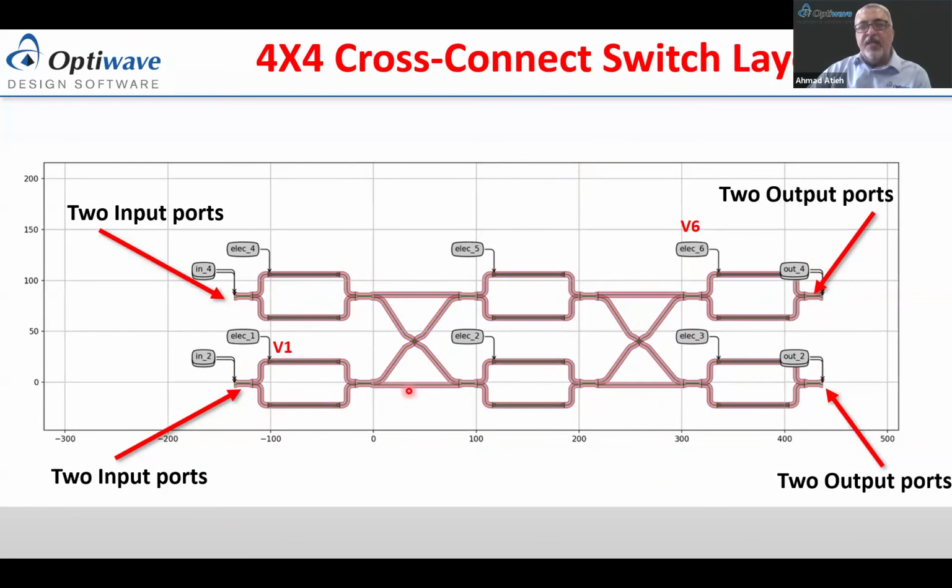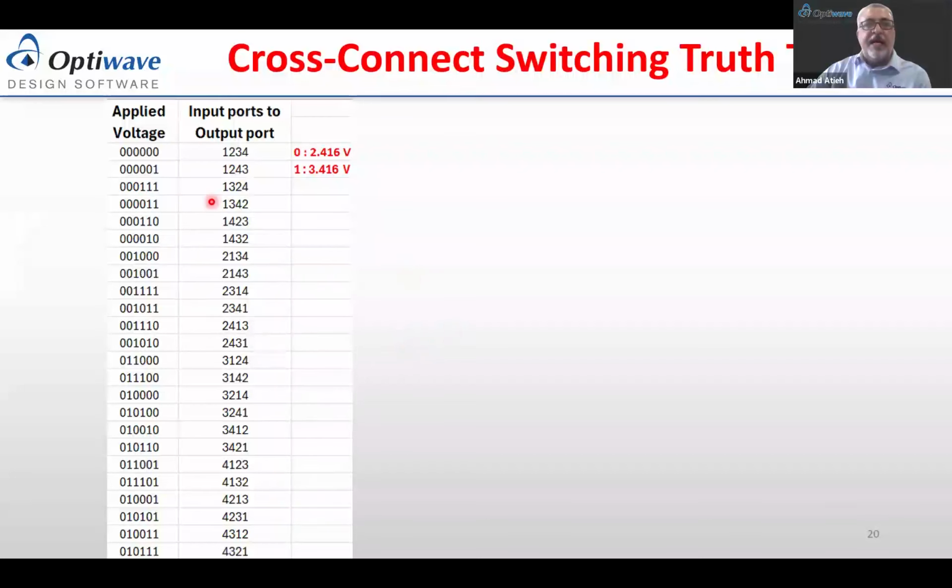Now, the voltages here, the provider of the design will give you a truth table, and this truth table basically has the voltages applied to every heater here. As you can see, we have 6 digits here, and every digit here is high voltage or low voltage. So low voltage is 2.416 volts, or high voltage 3.416 volts, and it depends on the combination of these voltages applied.